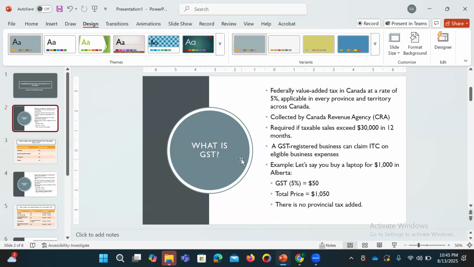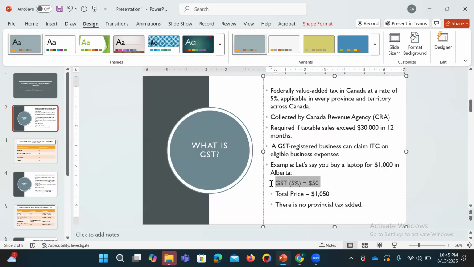For example, let's say you buy a laptop of $1,000 in Alberta, which collects GST only. The GST will be 5%. 5% of $1,000 is $50. So the total price that you pay is $1,050. But you can claim this GST in the ITC whenever you file the GST HST returns. There is no provincial tax added over here, it's just the GST.